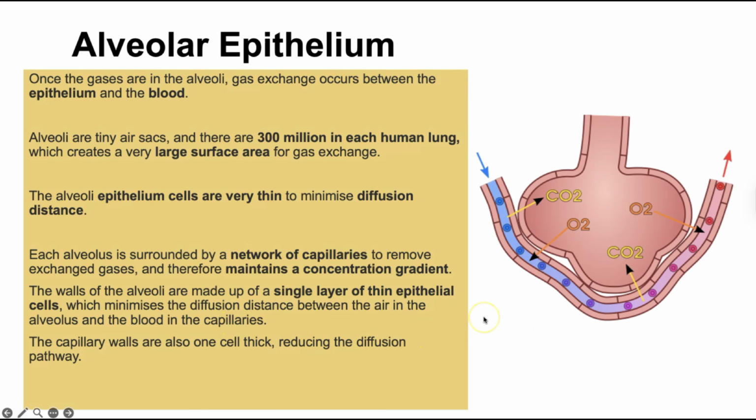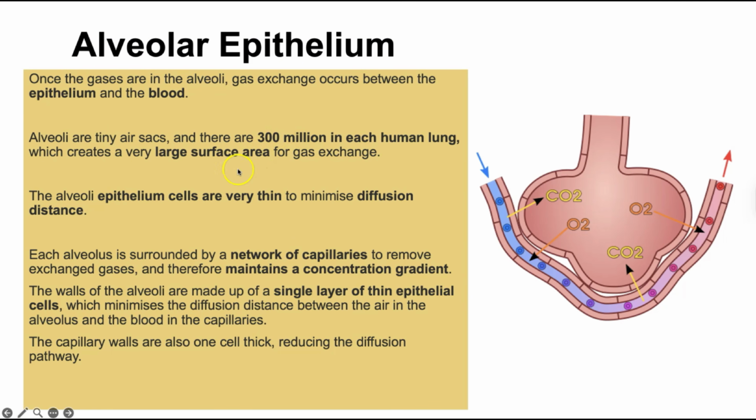So if we have a look at some adaptations then to increase the rate of gas exchange or diffusion of the gases, once the gases are in the alveoli, so because of that ventilation, the gas exchange occurs between the epithelium and the blood. Alveoli are the tiny air sacs at the end of the bronchioles, and in each of your lungs you have about 300 million, and that is how we get the large surface area. One alveoli does not provide a large surface area, it's the fact that there are so many in each lung.